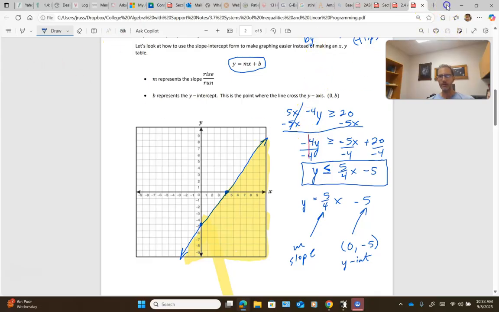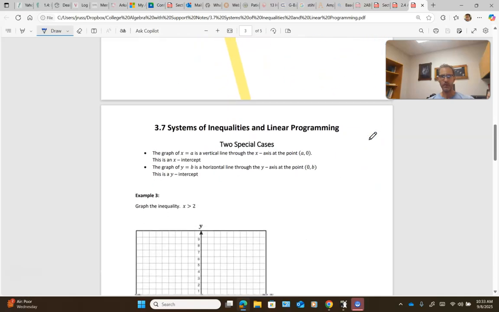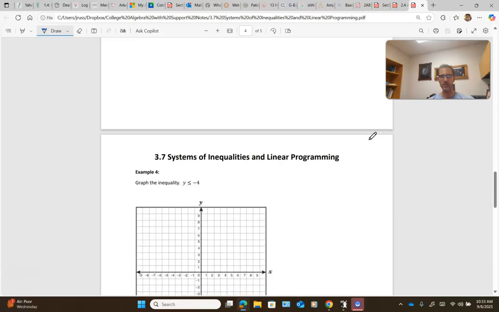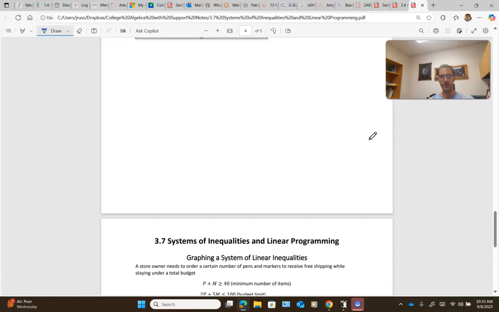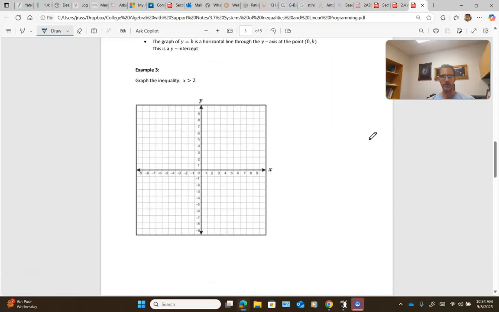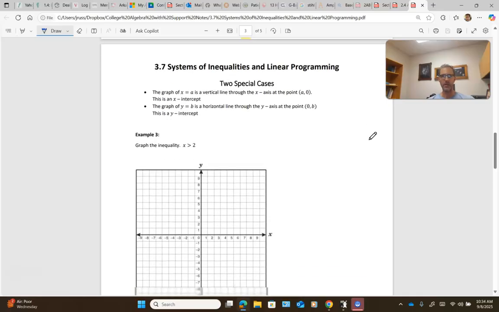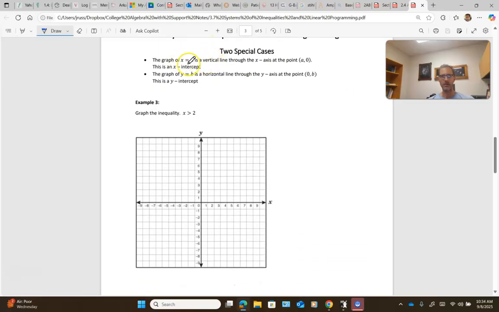All right. Well, I think I'm going to do a couple more real quick. These two special cases, and then before we go to part 2. This is not a real long section. All right. So the two special cases.